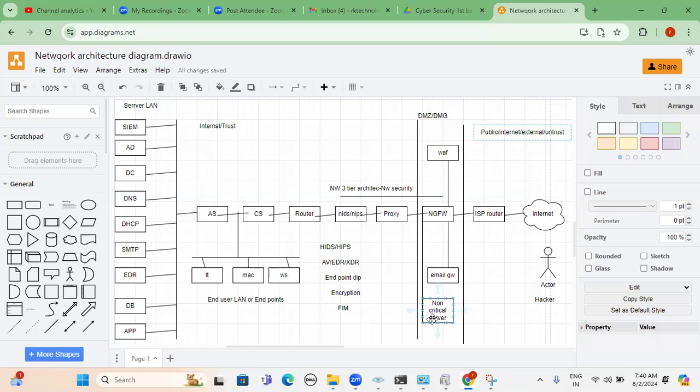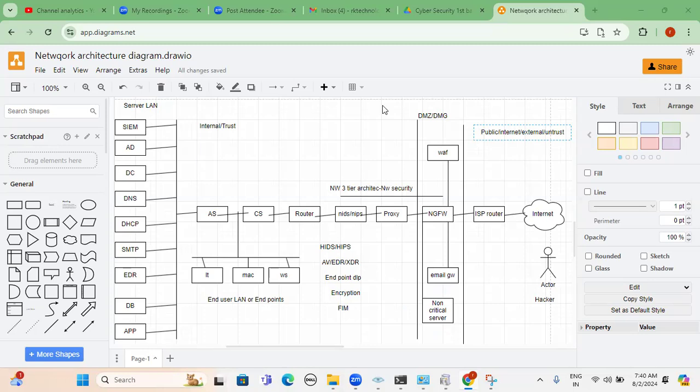So whatever we are configuring, everything will fall under three zones. Those three zones are internal or trust, DMZ, and the third one is public or external or internet or untrust. So these are the three different types of zones.